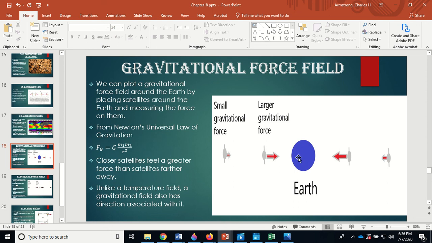But you've got the Earth. I'd normally be drawing this on a board. So you've got the Earth, and you've got the satellite that's pretty close, so we know it's going to have a larger gravitational field. Remember, here you've got Newton's universal law of gravitation.